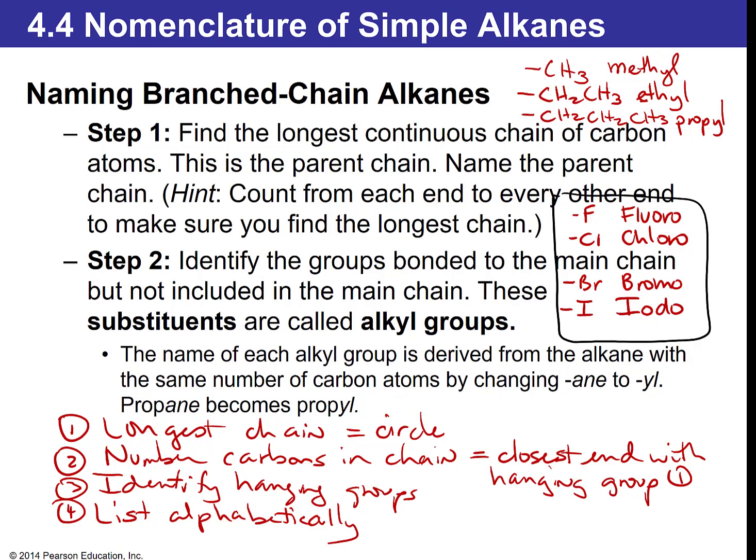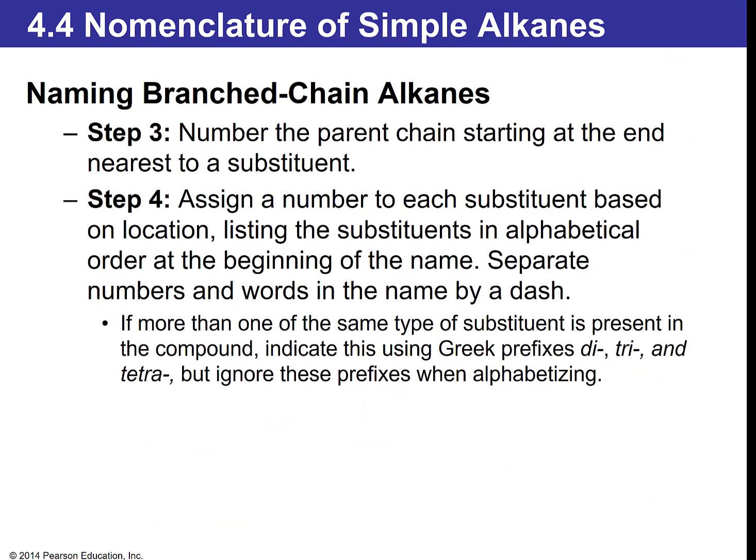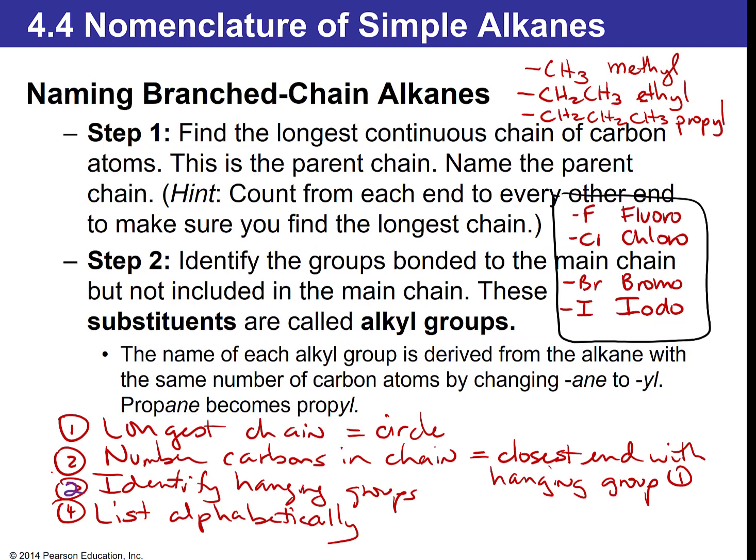Number, like identify those hanging groups. I actually would do this one third and the other one afterwards. I would: 2, number the non-hydrogen groups that are hanging off. Number the chain. Then just make sure that you list them alphabetically. So I would say that this is really 1, 2, 3. I would really switch those.